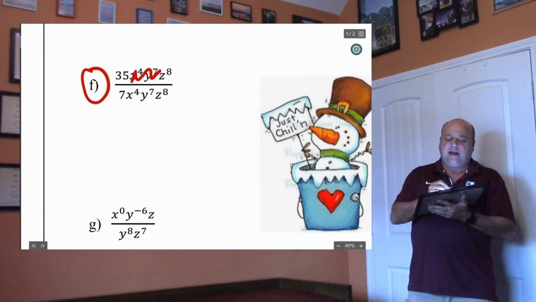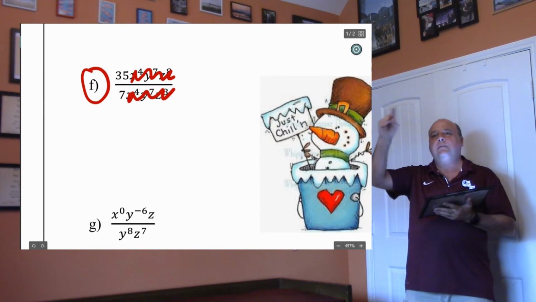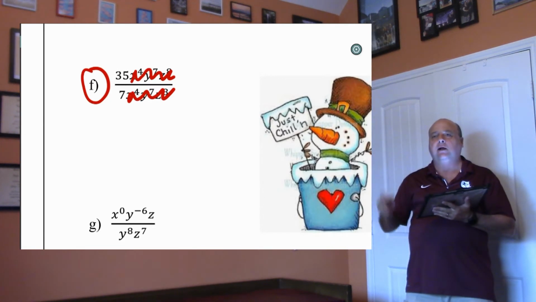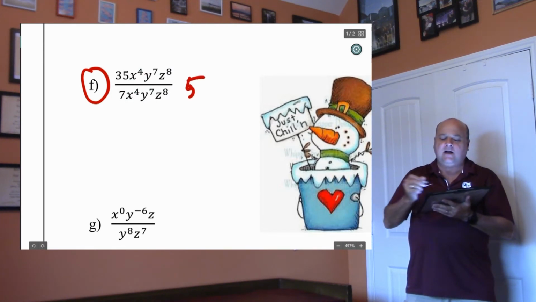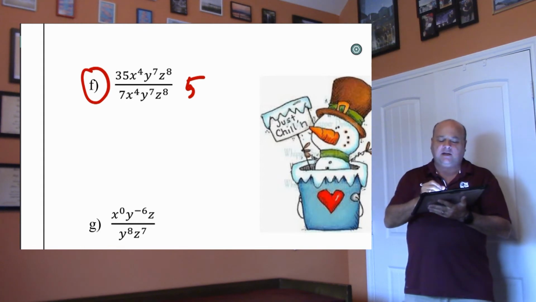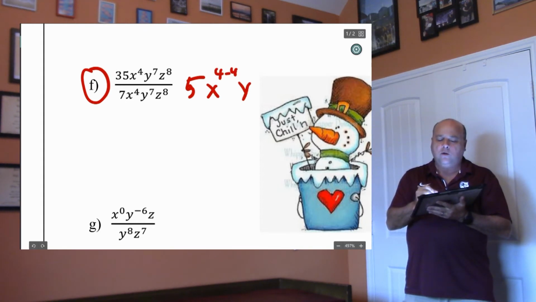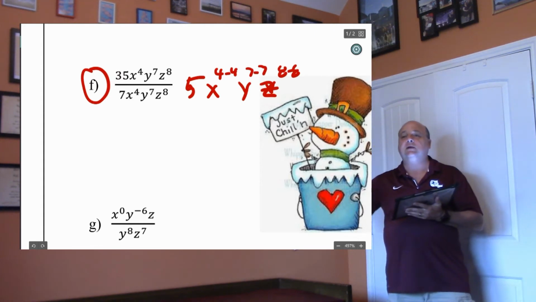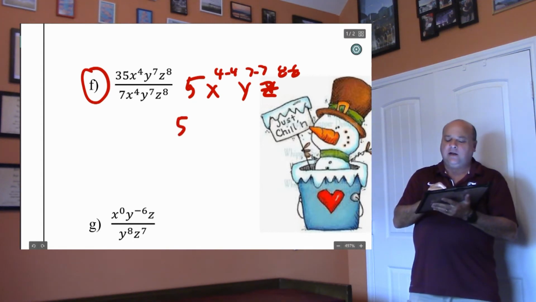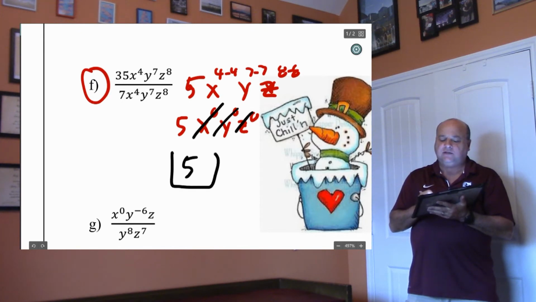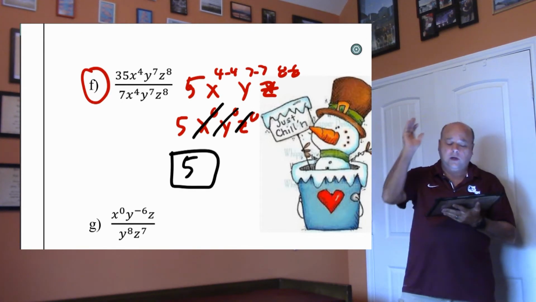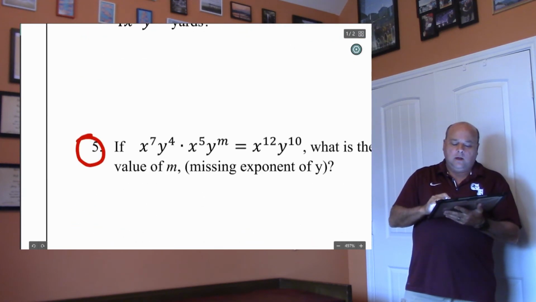Remember, if all of this were taken out, I could punch 35 divided by 7 on my calculator. That's going to give me the number. So 35 divided by 7 is 5. So I'm just going to write down 5. Now I'm going to go left to right and subtract my exponents. x to the 4 minus 4, y to the 7 minus 7, and z to the 8 minus 8. Notice they all give me zeros. They're going to cancel out to 1, aren't they? Technically showing my work, I'm going to get this. And then all of these would scratch out to 1. So all that's left is 5. Continuing on.